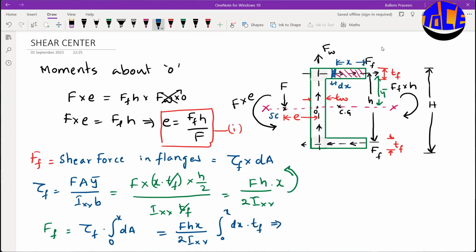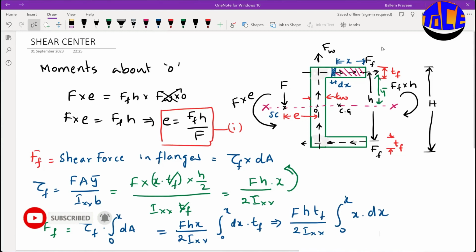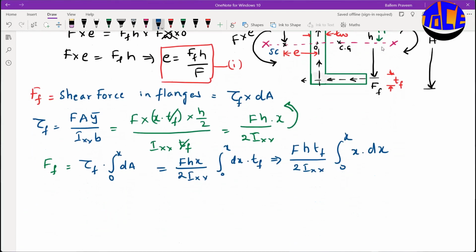Okay, and we can rewrite this equation as FH TF divided by 2 times Ixx, integration 0 to x of x into dx. So we can write like this, right? And let us simplify this. FF equal to FH TF divided by 2 times Ixx, and if we integrate x, it will be x square by 2, and the limiting conditions are 0 to x. So the limits are 0 to x.